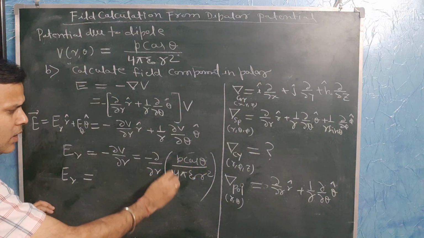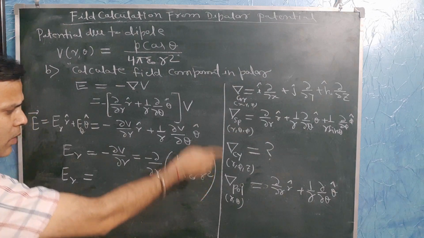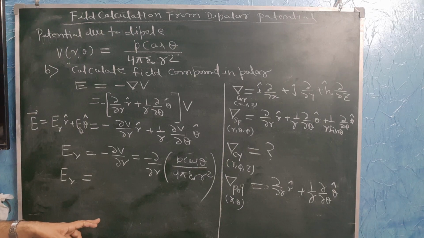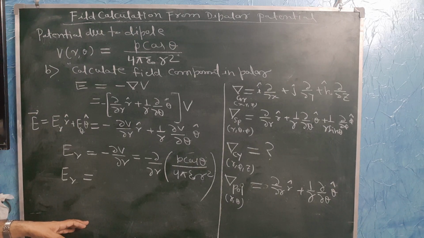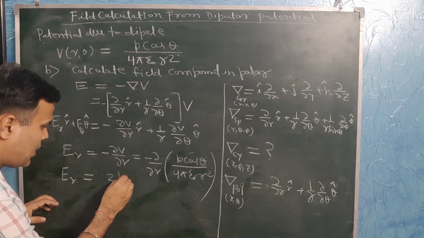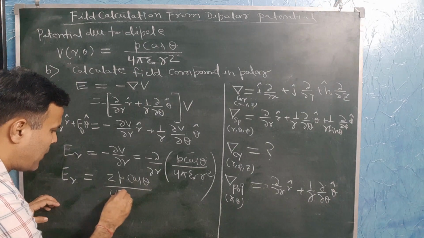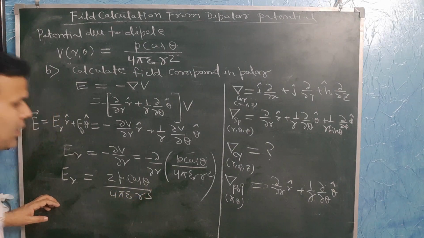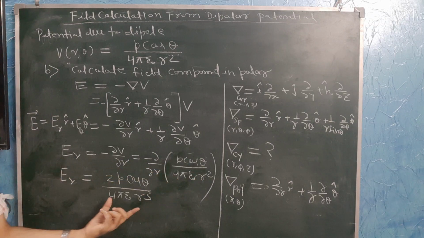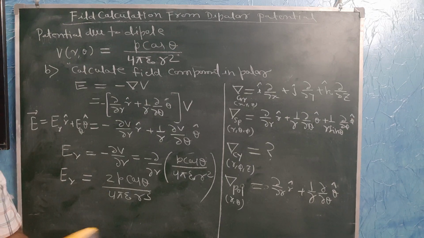This is a constant quantity. We are only differentiating with respect to r. So r to the power minus 2 becomes minus 3, and minus becomes plus. So Er is 2p cos theta by 4 pi epsilon naught r cube. If you differentiate this profile, you will get this. This is your Er. Now what is your E theta?